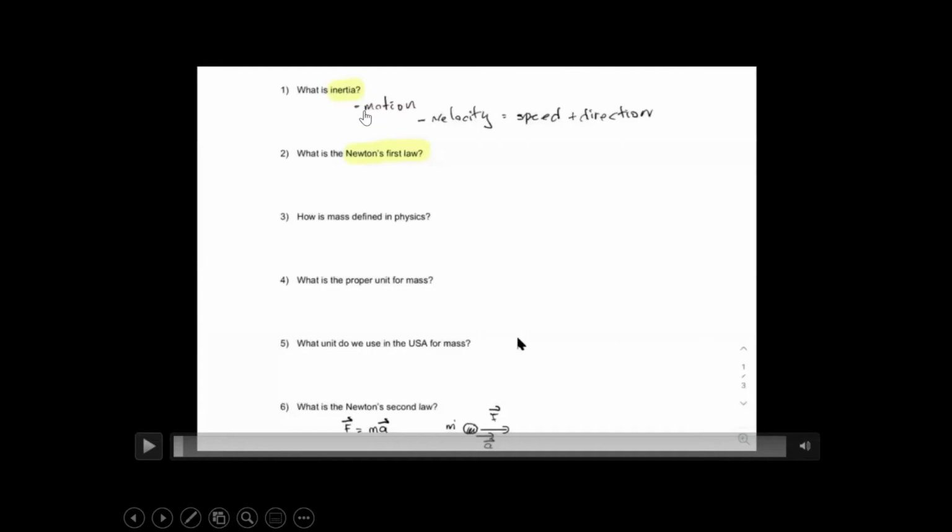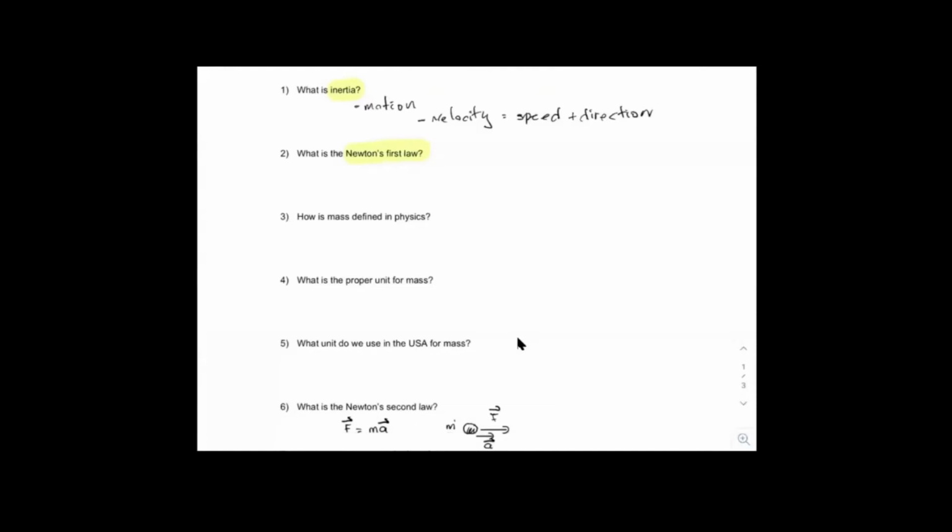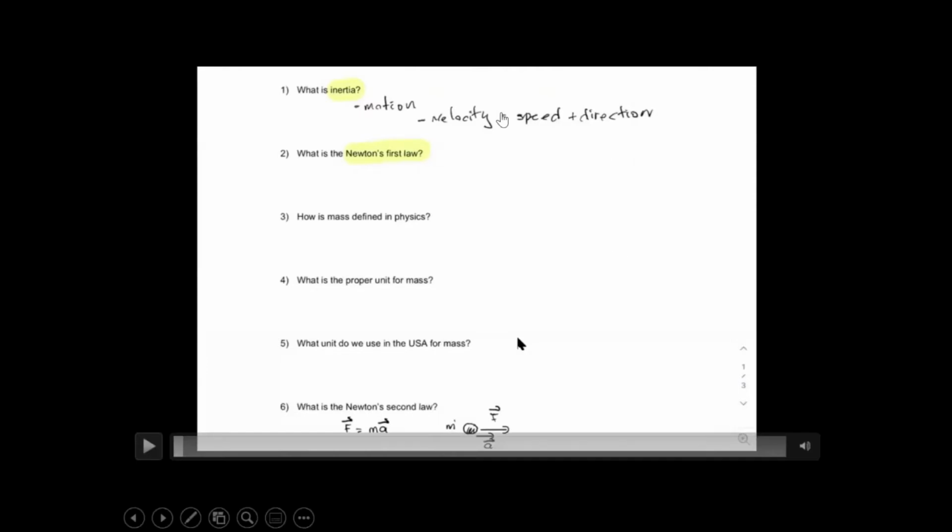Inertia is a tendency to retain motion, or resistance to change of motion, in the absence of an external force. Motion means velocity, so velocity is a combination of speed and direction. What that means is, in the absence of a net external force, if you're moving to begin with, you're going to keep on moving in a straight line at a constant speed. Or if you're at rest, you're going to remain at rest. Inertia is also known as Newton's first law.